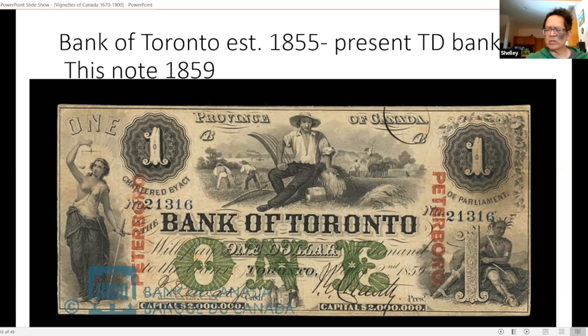I think it's also interesting. They always put the capital somewhere on the banknote, and here it's $2 million. So in 1859, $2 million was a huge amount of money. But again, to get your own banknote, you had to lobby your MP, and there was no such thing as conflict of interest. So if you got your MP on side and promised him, blah, blah, blah, you got a charter to print your own money.